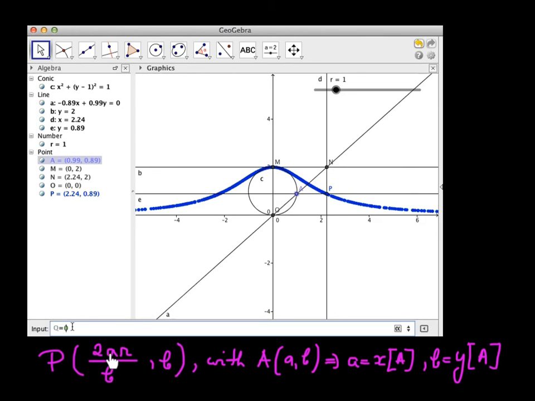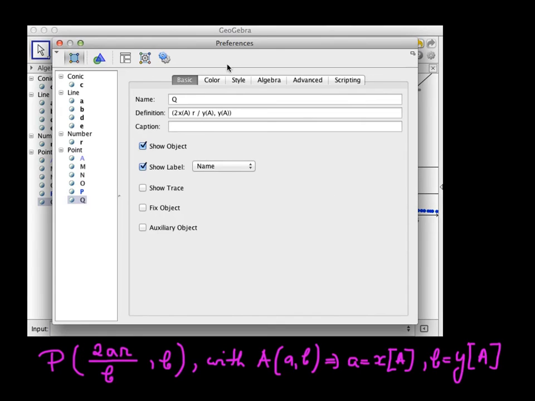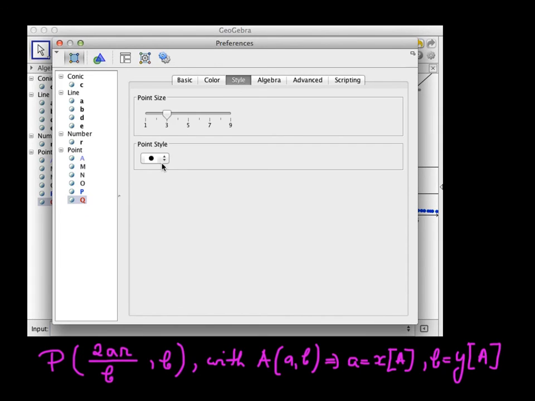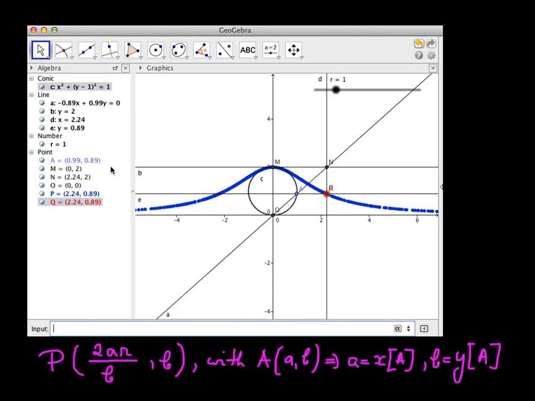Remember that a is the x-coordinate of the point A, which is called by GeoGebra x-coordinate of the point A. So this is how I'm calling it, such that GeoGebra will know. P is a y-coordinate of the point A. I'm going to change the settings for this point such that I can see how it comes on the top of the point P. So I'm going to change its color and make it bigger so that I can see it on the point. So see, it is exactly on the top of the point P.